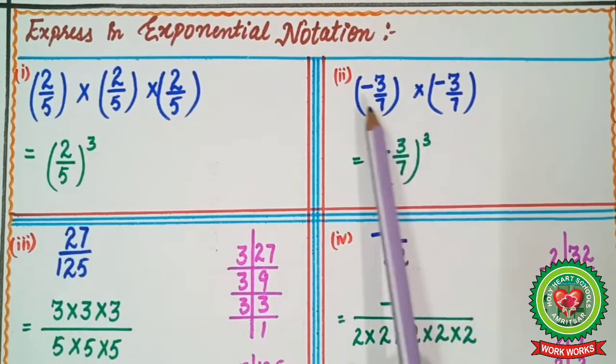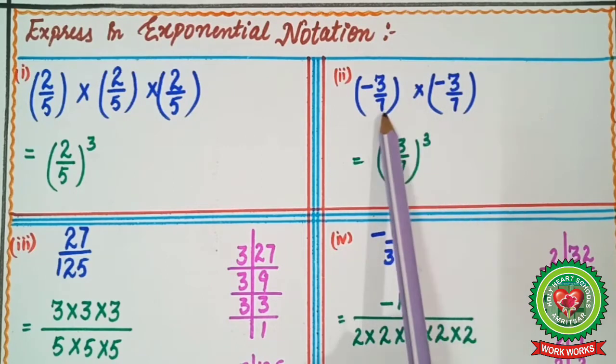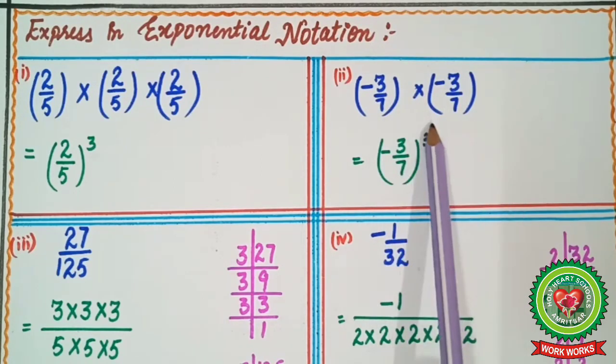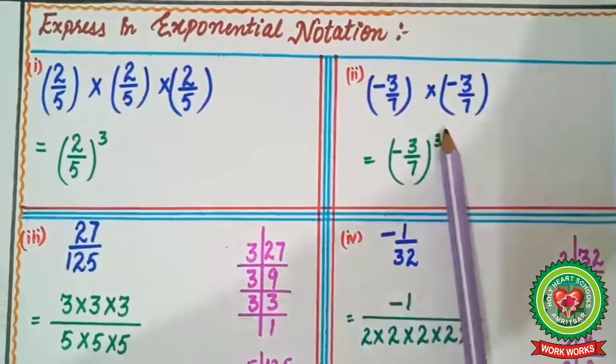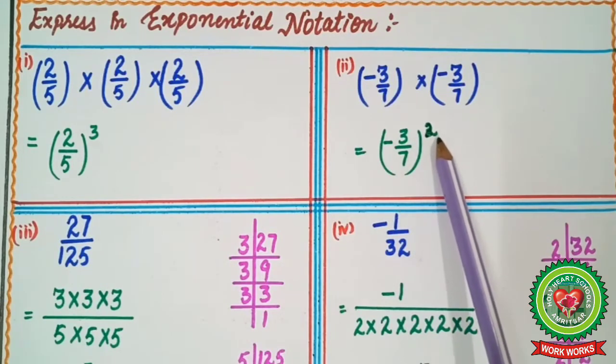Next question is minus 3 upon 7 multiplied by minus 3 upon 7. Now, how many times are they getting multiplied? They are getting multiplied 2 times. So you will write here minus 3 upon 7 raised to power 2, right?